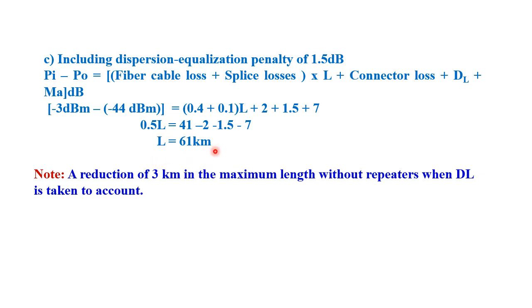So what's the conclusion from this, for A, B and C? There is a reduction of 3 kilometer in the maximum length without repeaters when the dispersion losses are taken into account. So that is the conclusion of this example.